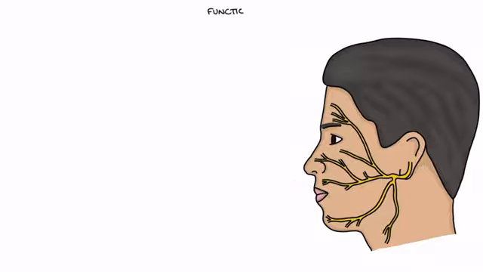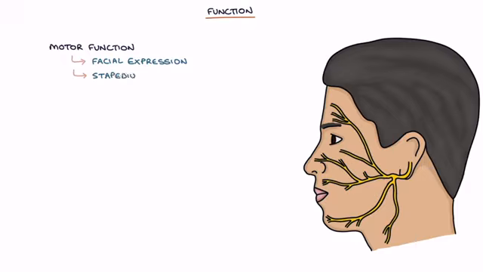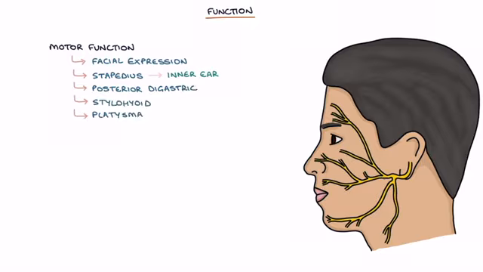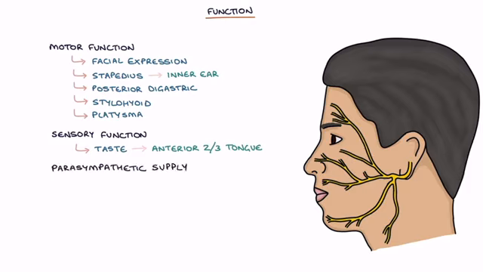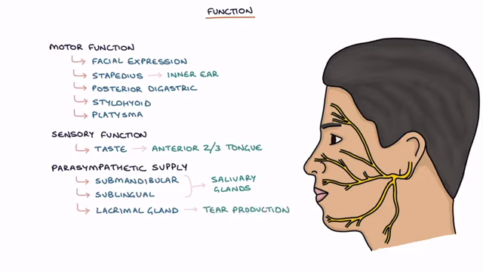Let's talk about the function of the facial nerve. The motor function of the facial nerve controls facial expression, the stapedius muscle in the inner ear, and the posterior digastric, stylohyoid, and platysma muscles. The facial nerve provides sensory function for taste from the anterior 2/3 of the tongue, and it provides the parasympathetic supply to the submandibular and sublingual salivary glands and the lacrimal gland, stimulating tear production.